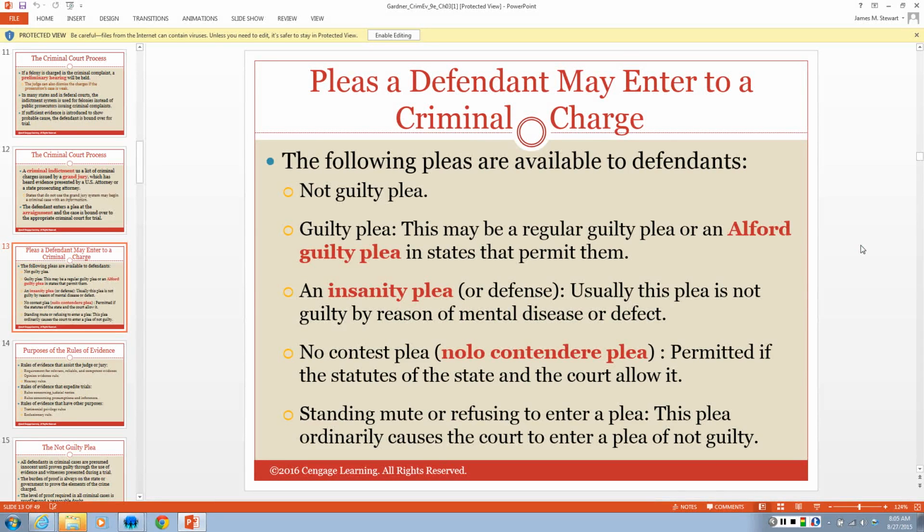Understand, a not guilty plea is going to result in a trial. A guilty plea is probably going to result in the trial process being cut short and some sort of more lenient punishment given.